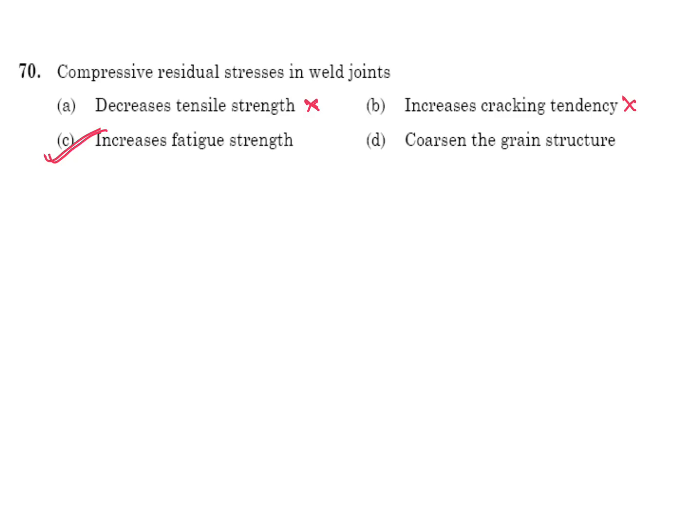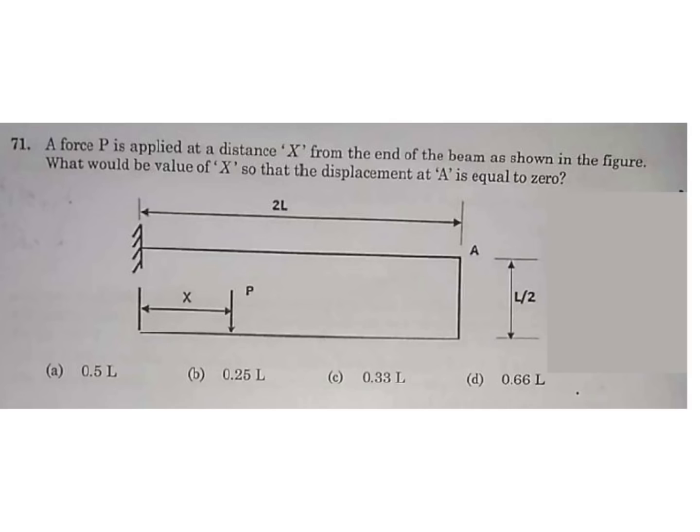Question is, a force P is applied at a distance x from the end of the beam as shown in the figure. What would be the value of x so that the displacement at A is equal to 0? So take the points as O, A, B and this point as C, and resolve the force P at point A. Then you check, displacement at A should be 0.